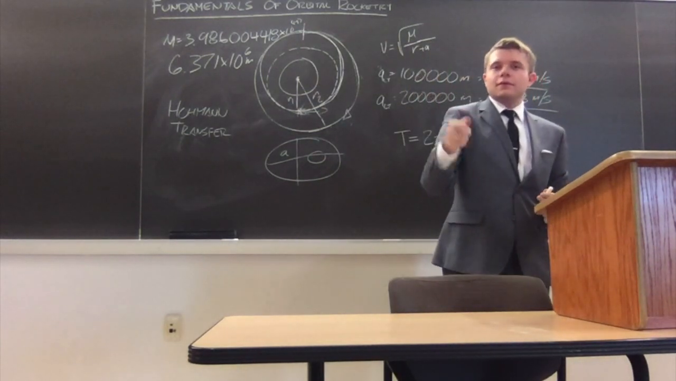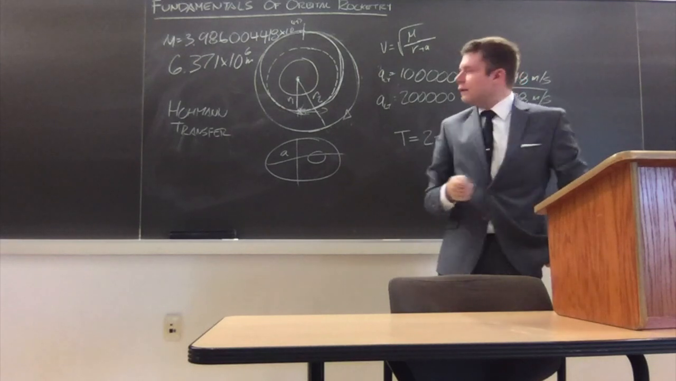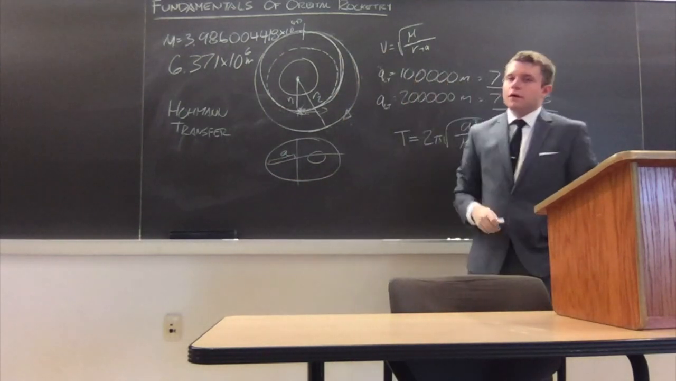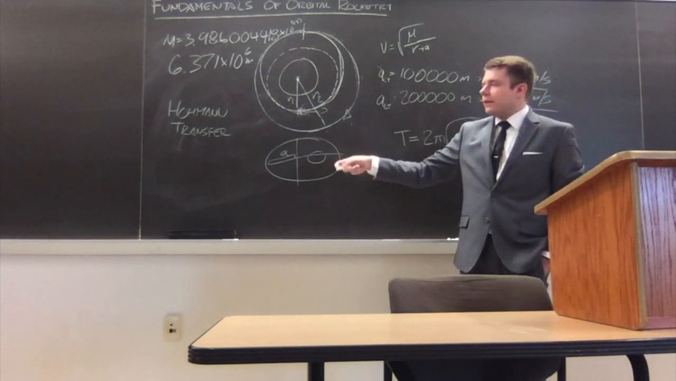Sorry to interrupt. Could you just point out which of the lines is A? Oh, this one? Sorry, thank you. Is that one? This is A. Cool. Our semi-major axis, the half of the long side of the ellipse.